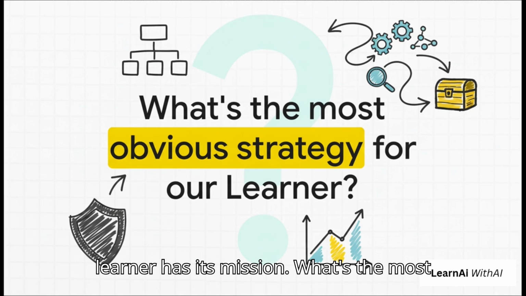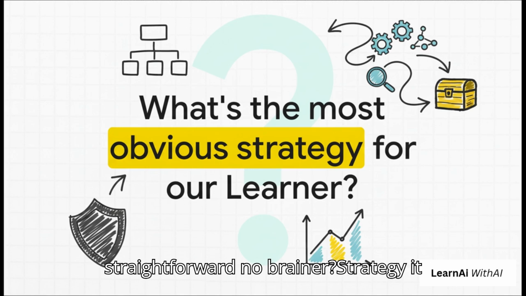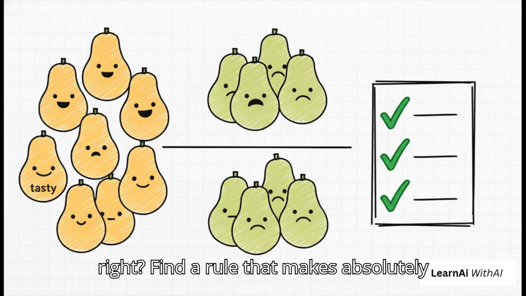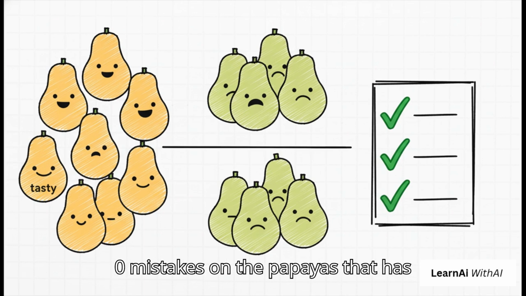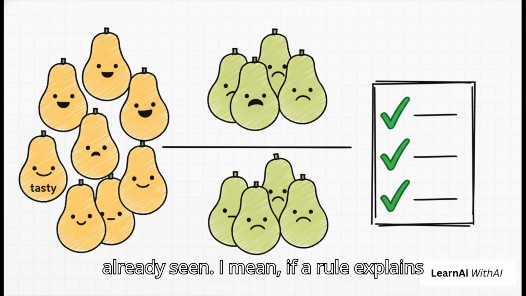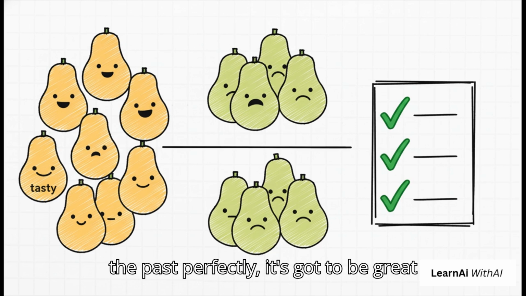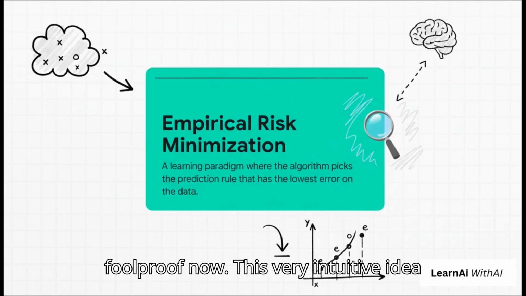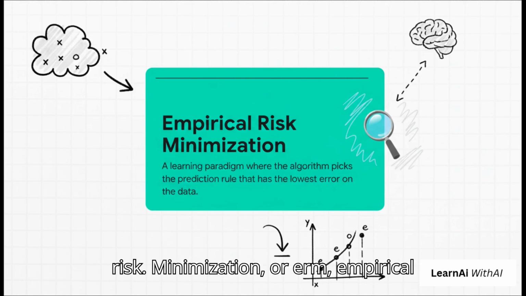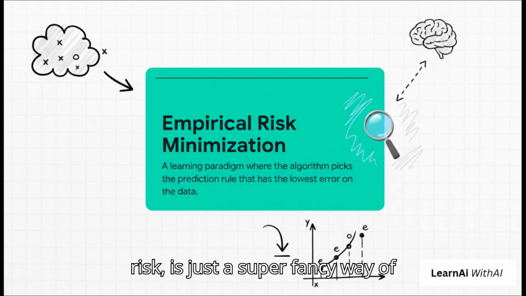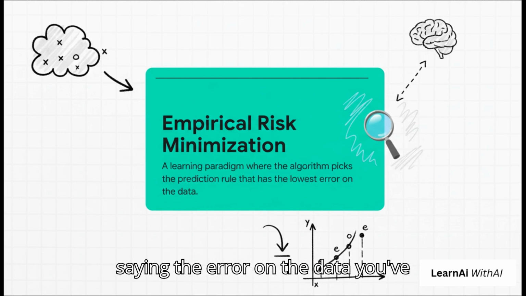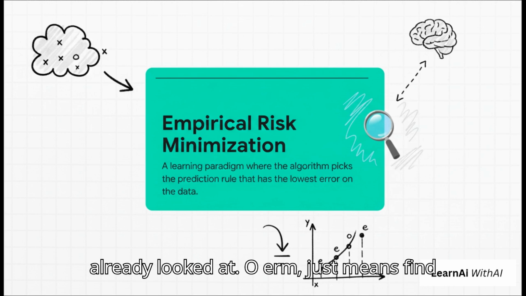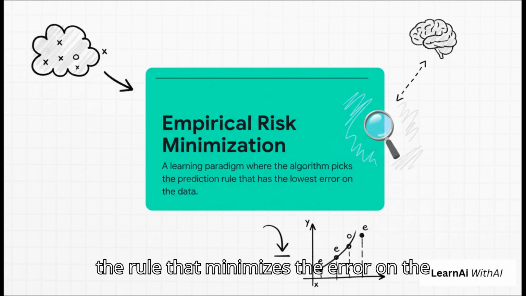Okay, so our learner has its mission. What's the most straightforward, no-brainer strategy it could possibly take to succeed? Simple, right? Find a rule that makes absolutely 0 mistakes on the papayas it has already seen. I mean, if a rule explains the past perfectly, it's got to be great for the future, right? Seems kind of foolproof. Now, this very intuitive idea actually has a formal name, empirical risk minimization, or ERM. Empirical risk is just a super fancy way of saying the error on the data you've already looked at. So ERM just means find the rule that minimizes the error on the data you have.